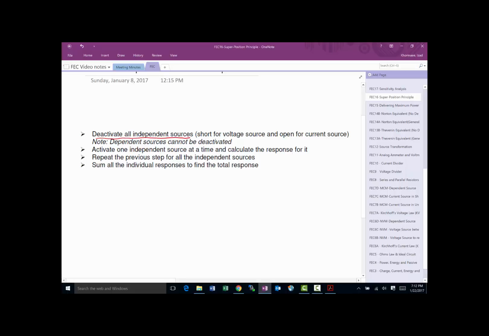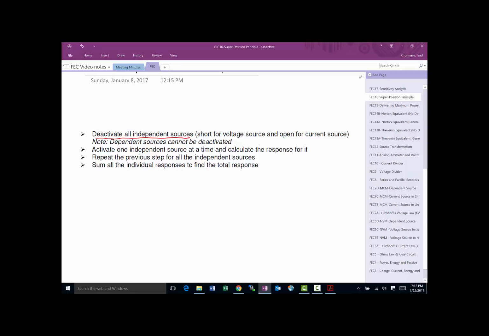Okay? So we're going to go through individually, deactivate all independent sources except one, then deactivate everything except the second independent source, and third and fourth and all that, until we've gone through all the independent sources. Again, I really want to emphasize that we do not do anything with dependent sources. We're going to focus on independent sources.